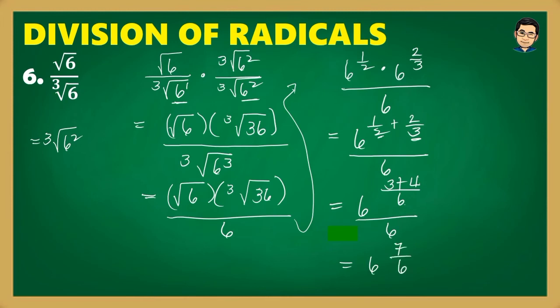And then, express ulit natin sa radical formula. So, 6 will become the index. And then, 7 will become the power of the radical, which is 6. So, magiging 6th root of 6 raised to 7. Is this the final answer? No. So, kailangan pa rin nating simplify.